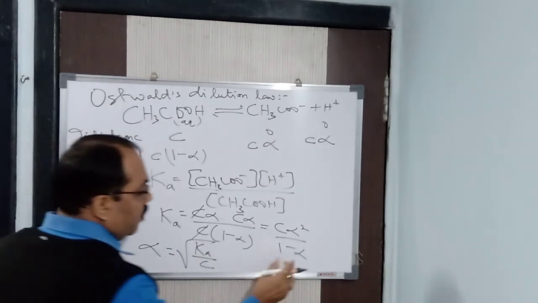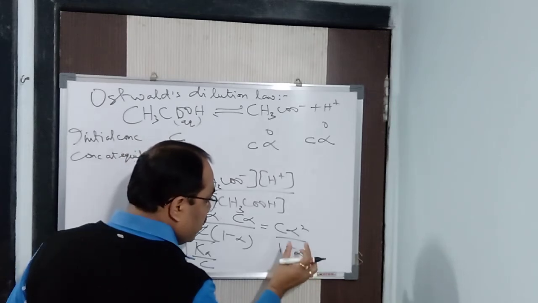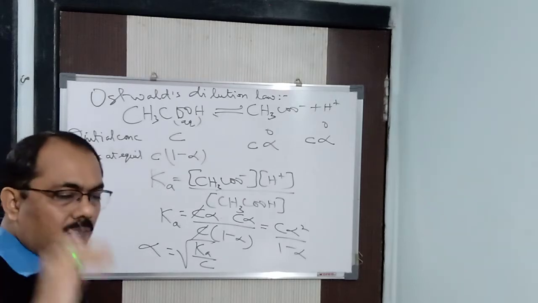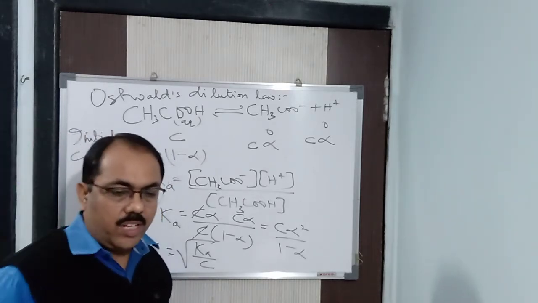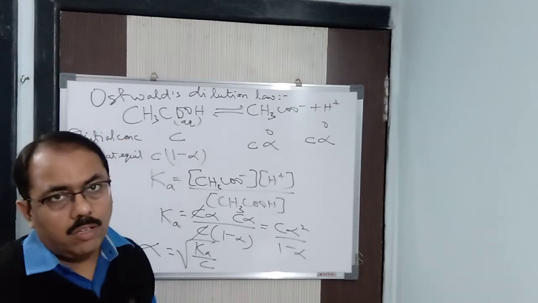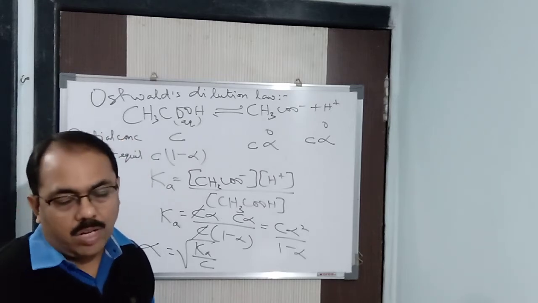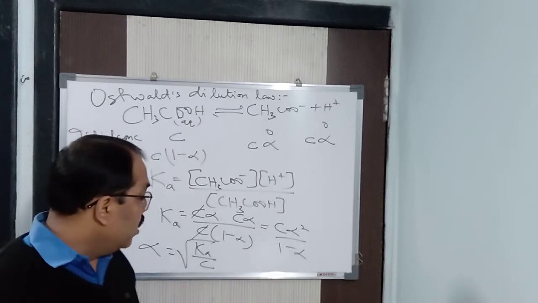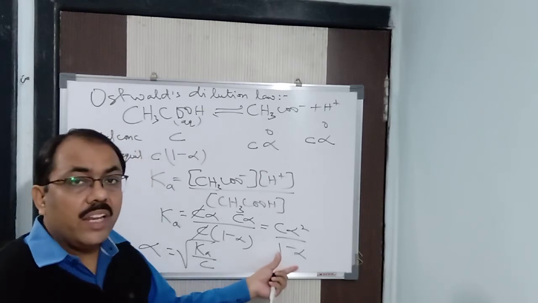What I said: generally, alpha is very small. Listen carefully. Its value is something like 0.00015. So 1 minus 0.00015 is nearly 1 only. If you subtract it, you will get 1 only. The alpha values are very small. So hence we take 1 minus alpha as 1.